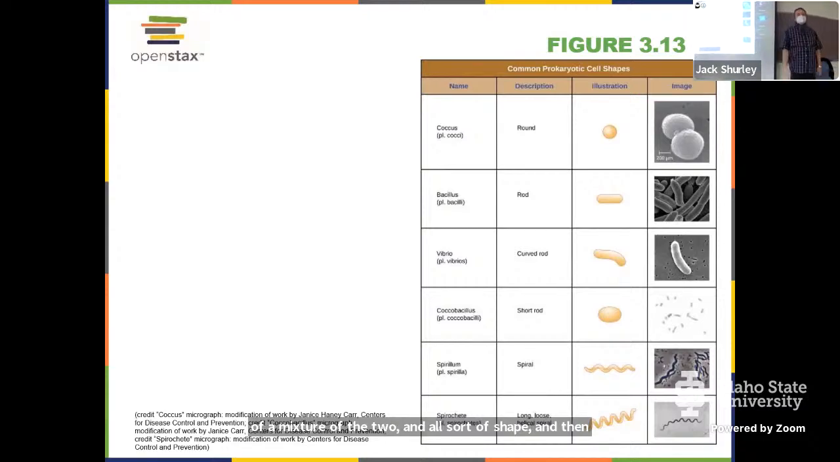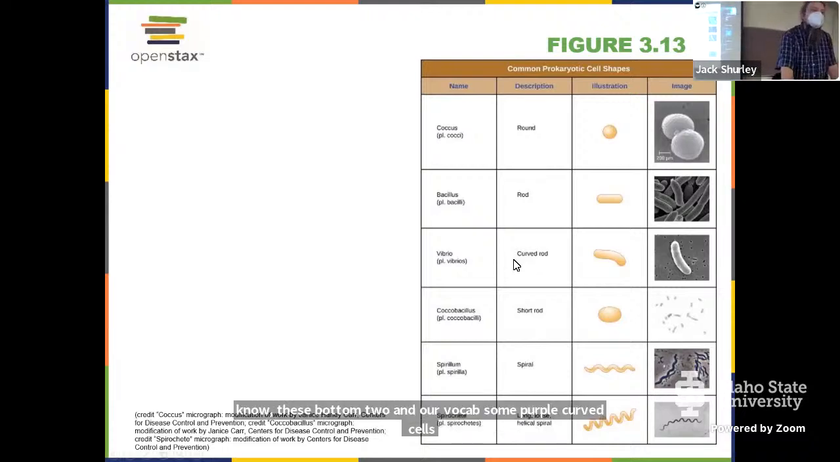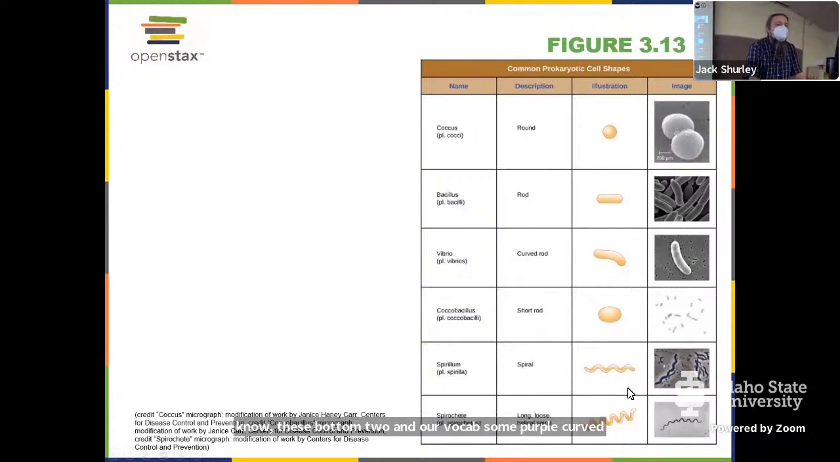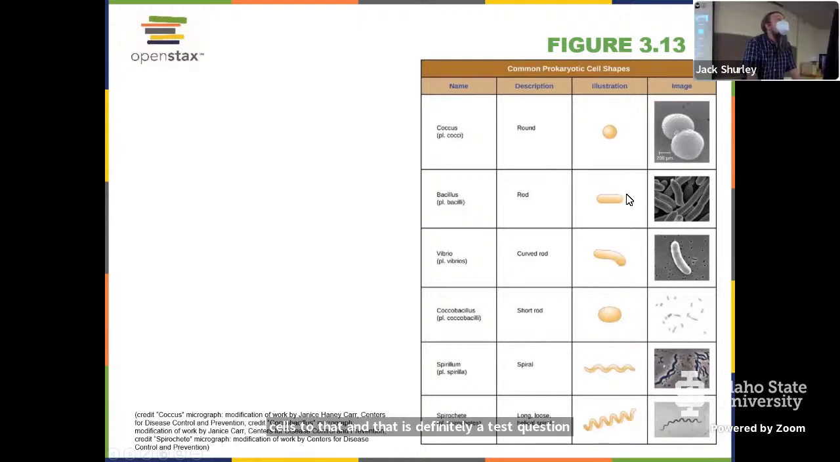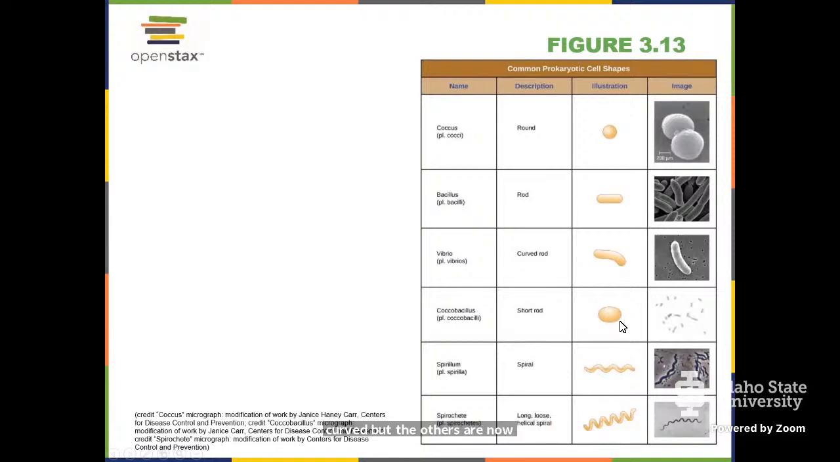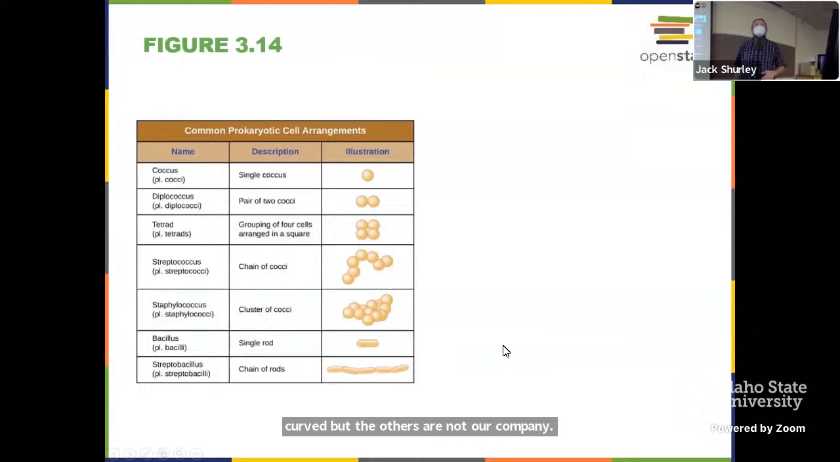And then we move into the spirals, the spirillum and the spirochetes, corkscrew. These bottom two and our vibrio have some curvature, curved cells. And that is definitely a test question when it talks about curved and not curved: the bacillus is not curved, but the others are. Not our coccobacillus, but that's not one of the potentials.